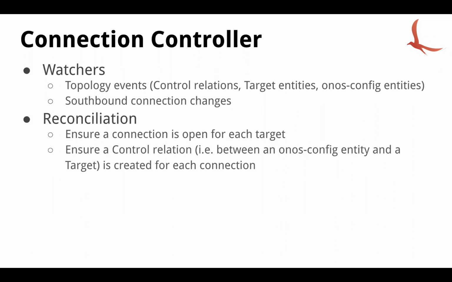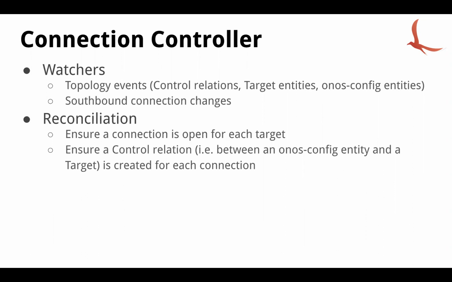Whenever, for example, we create a target entity outside of the ONOS config, we make sure that we create a connection to the target, and that connection will be kept open as long as the target is there. Also, we want to create a control relationship between the ONOS config entity, which is created by the node controller, and the target to represent each connection. Technically, the control relationship represents the connections between the target and ONOS config entity.